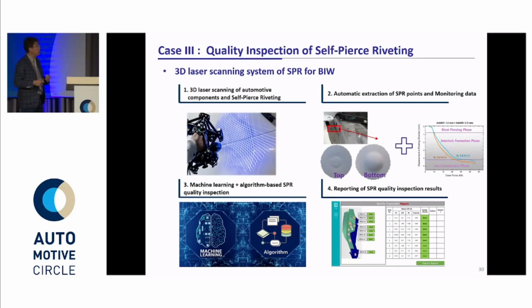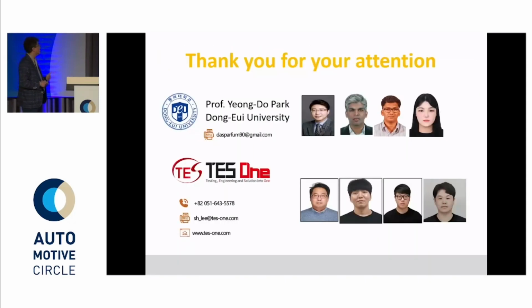Also, all the training has been applied just like resistance spot welding. With that 3D scanning, I think we can use this system to inspect resistance spot welding, element welding and self-pierce riveting with very fast, precise, and quantitative measurement.